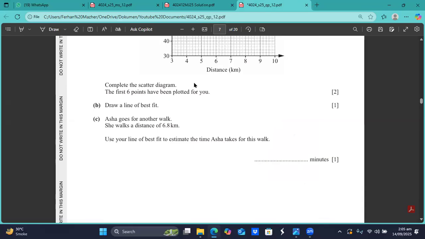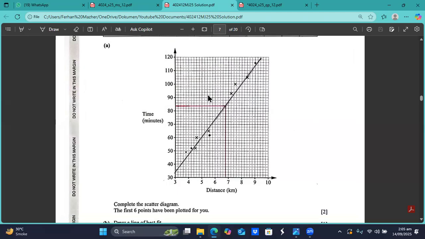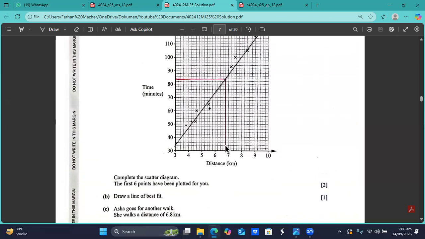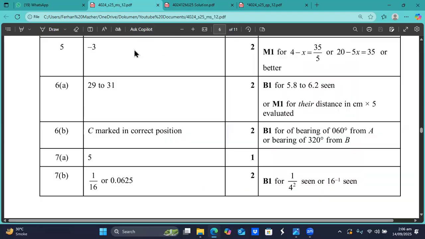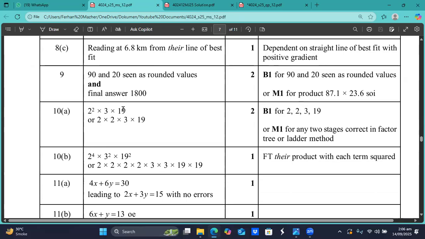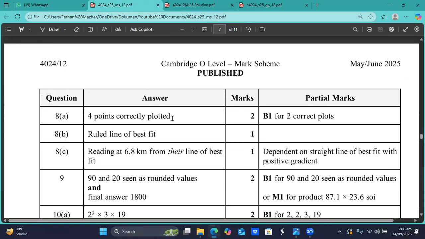Okay, so the distance is given from the line of best fit. 6.8 is here somewhere. From here, I will go to the graph, then I go to the y-axis and I will read the time there. It looks like 84, so I think 84 minutes. From here, I go to the line of best fit, then I check what the time is. So I think 84 minutes. That is question number 8.